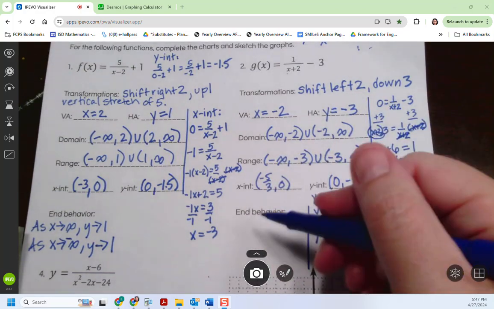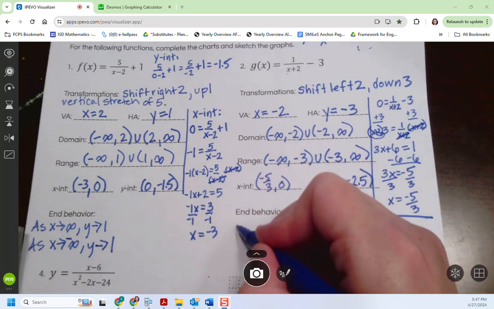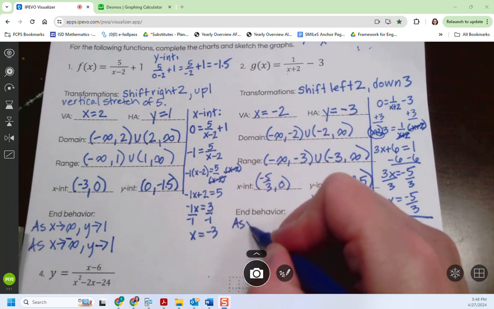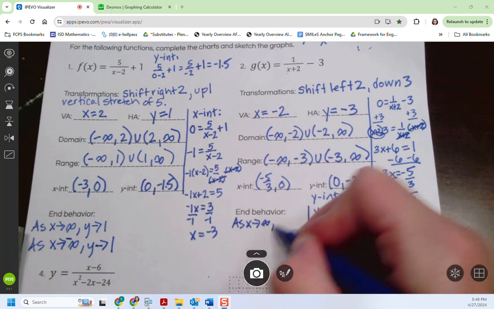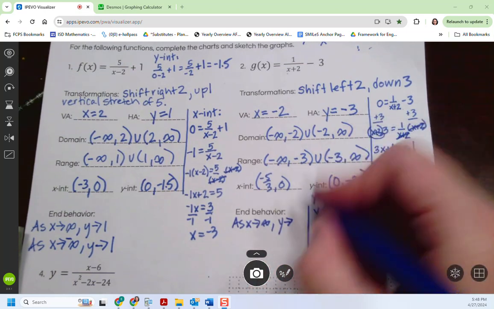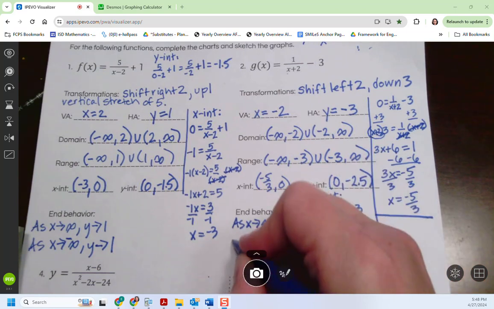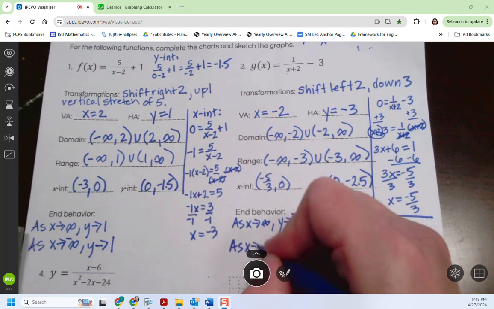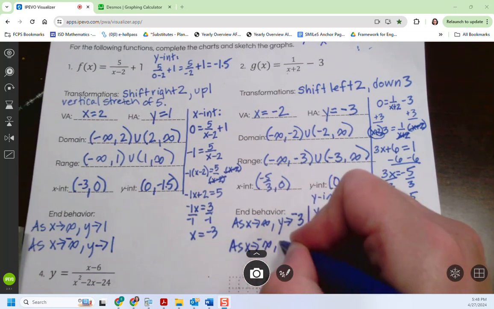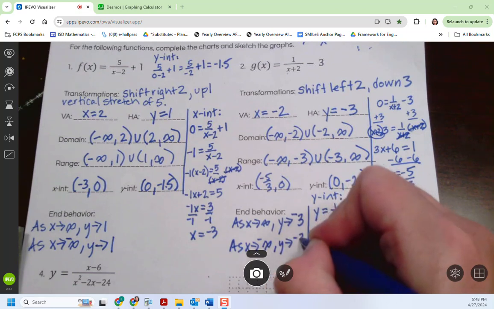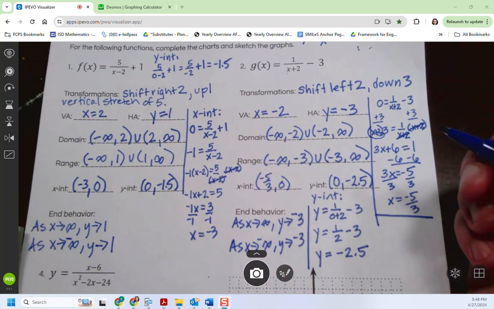Remember that your end behavior is your horizontal asymptote. As x goes to infinity, y goes to negative 3. As x goes to negative infinity, y also goes to negative 3. The same on both sides.